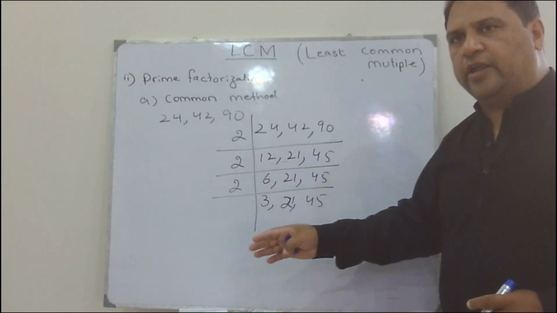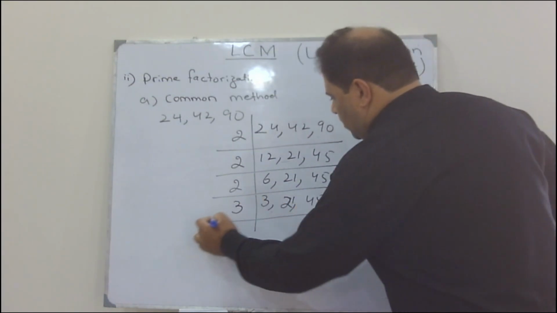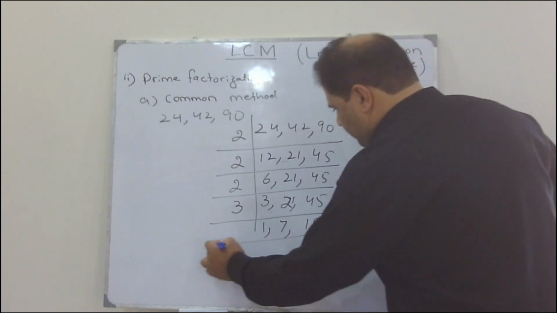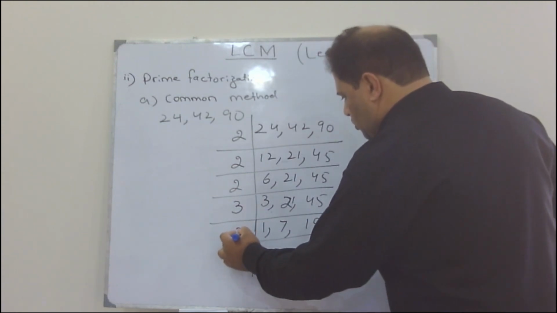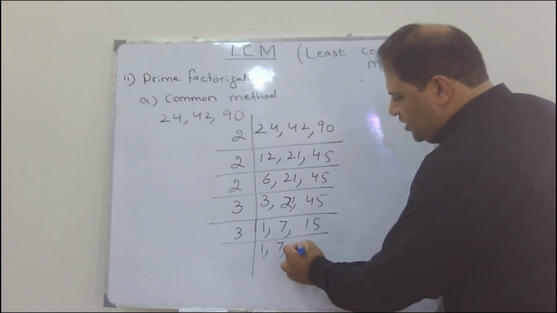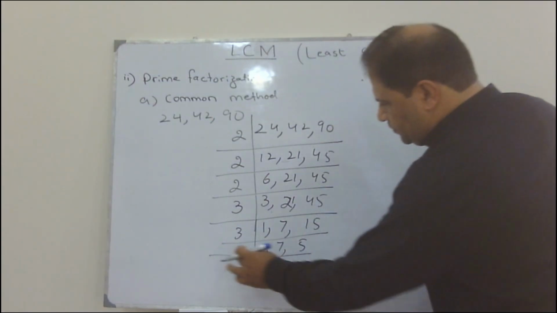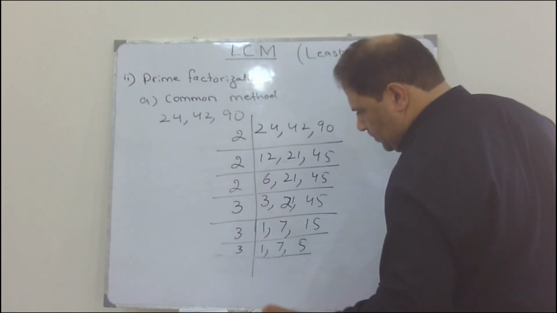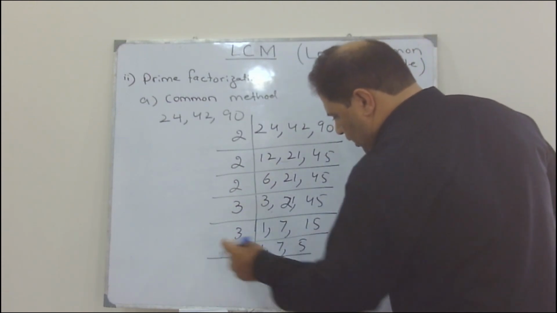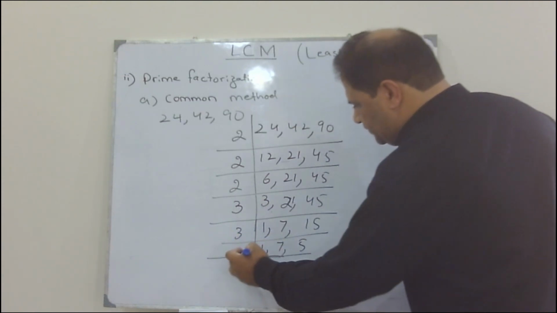Now we will move to the next prime number, that is 3. And we can observe that all three numbers can be easily divided by 3. 3 ones are 3, 3 sevens are 21 and 3 fifteens are 45. We will continue. 1 will remain the same, 7 will remain. Why are we continuing with the 3? Because 15 is divisible by 3. And again we will divide with 3, and now 5 and 7 are left, so we will divide with 5.